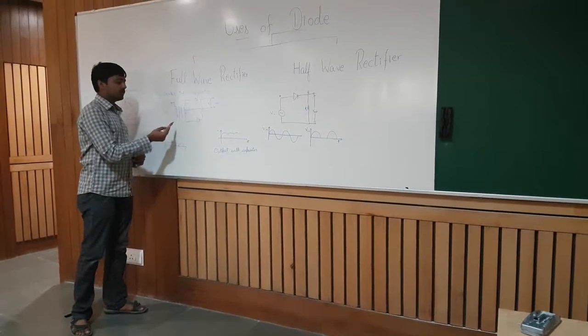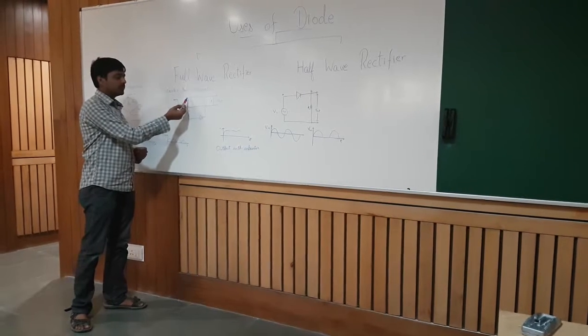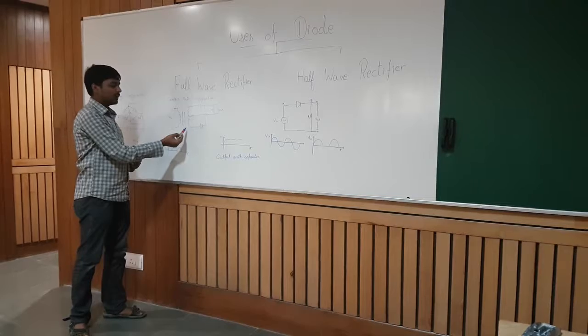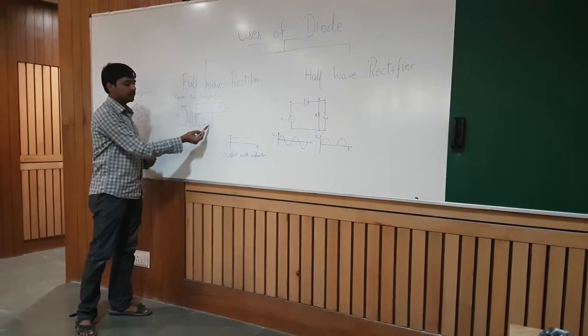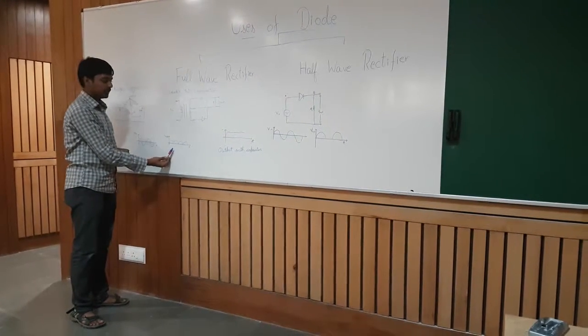In this we use a transformer and the center of the transformer is tapped like this. When the above point is at higher potential, this diode conducts, and when the lower point is at higher potential, this one conducts. So then we get an output like this as shown here.